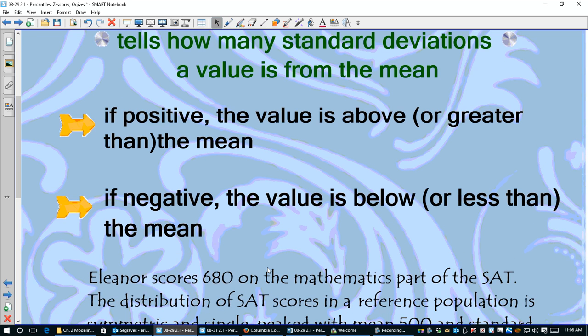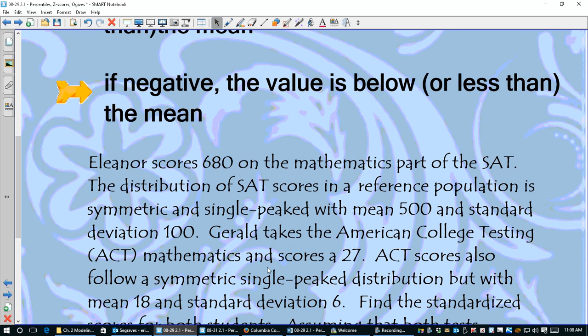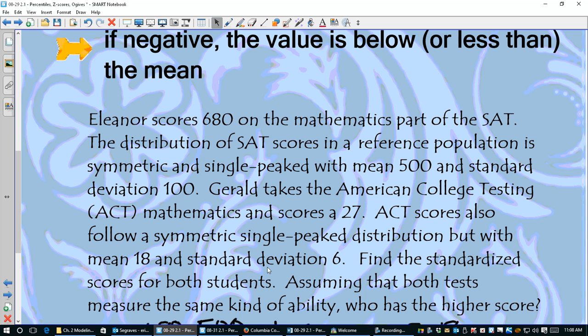So your example is that Eleanor scores 680 on the mathematics portion of the SAT. It gives you the distribution of the SAT scores with a mean of 500 and a standard deviation of 100.